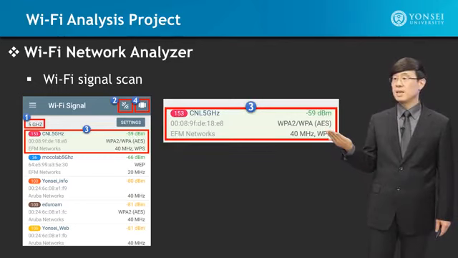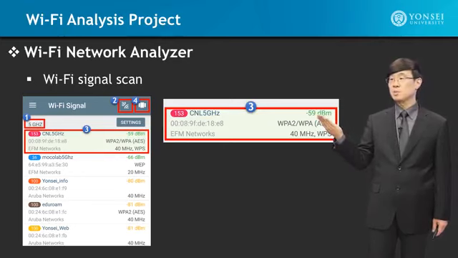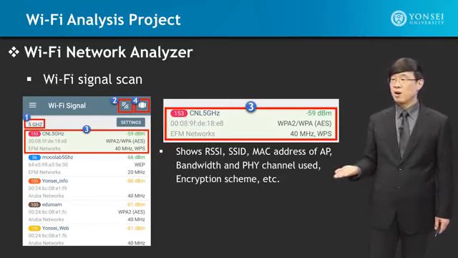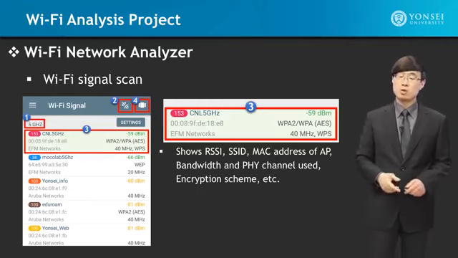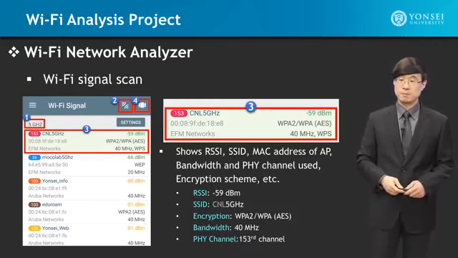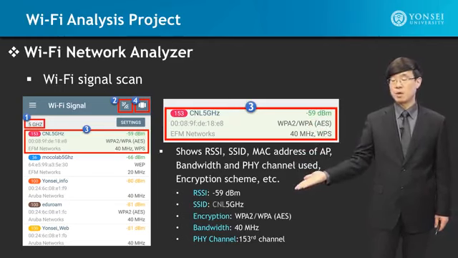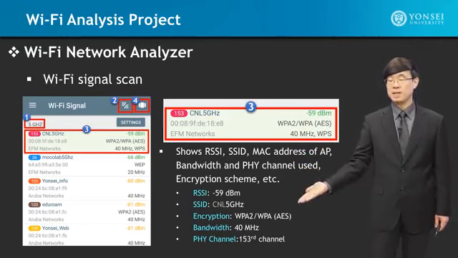Number 3 box indicates this information, showing the access point of our selection, in which you can see what type of security protocol is being used, and also the bandwidth and other features as well. This shows the RSSI, SSID, MAC address of the access point, bandwidth, physical layer channel that's being used, encryption scheme, and other information. The values that you see listed up in here are organized down below as well. What is the encryption? What is the physical channel? Their mapping mechanism is listed down here.